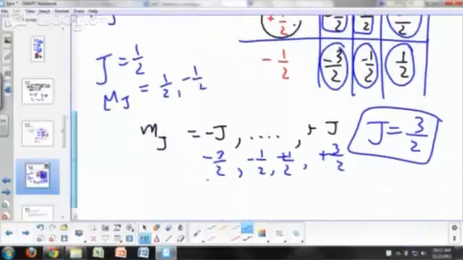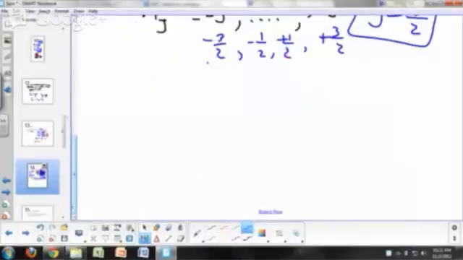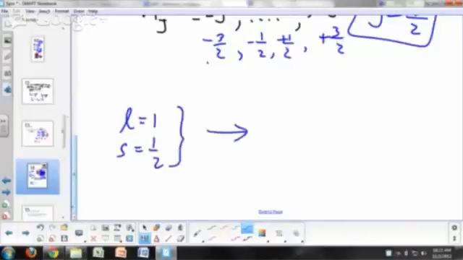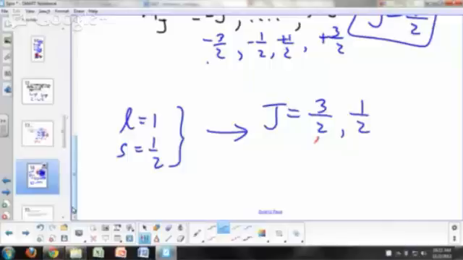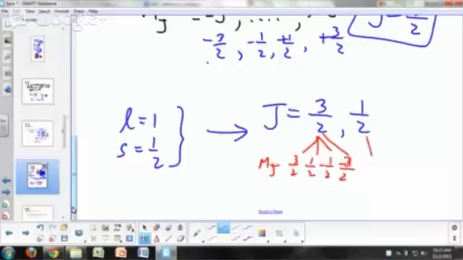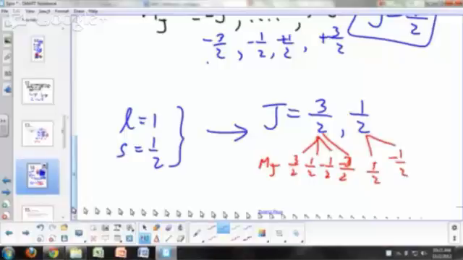So as a result, what we're saying is if you have L equals 1, S equals 1 half, the allowed value of j is either 3 halves or 1 half. Okay? Your j equals 3 halves will correspond to m sub j of 3 halves, 1 half, negative 1 half, and negative 3 halves. And j equals 1 half would correspond to m sub j of plus 1 half and negative 1 half. 6 quantum states, in other words.